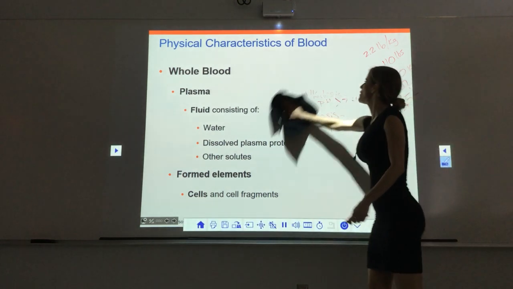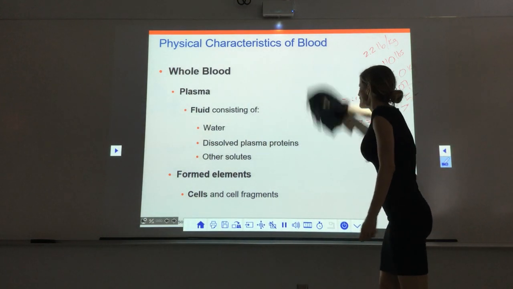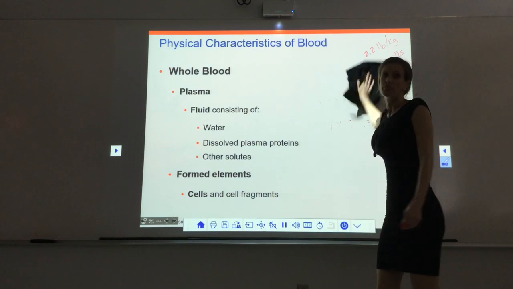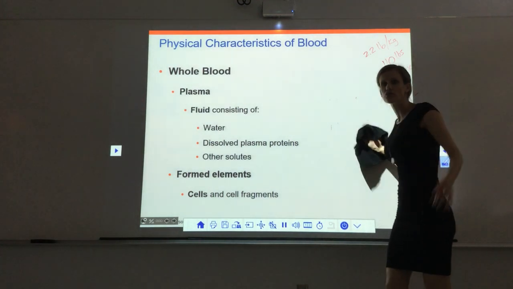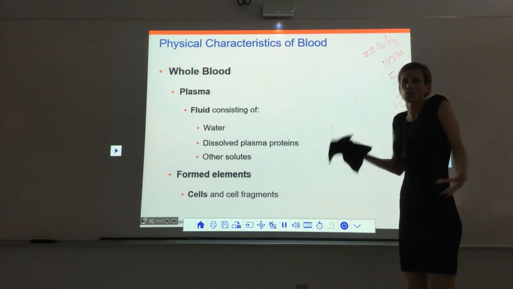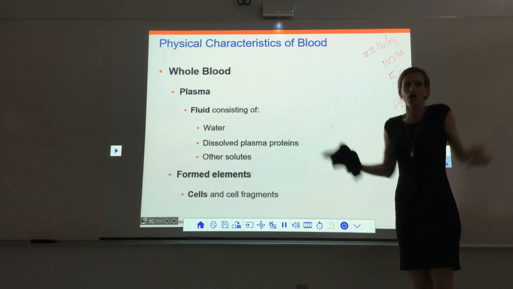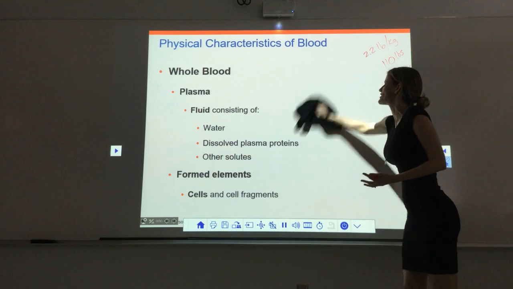All right, so whole blood is the blood like it is in your body. The blood that's flowing through your vessels right now is whole blood. It's naturally existing blood, all of its components all mixed together. That's whole blood.